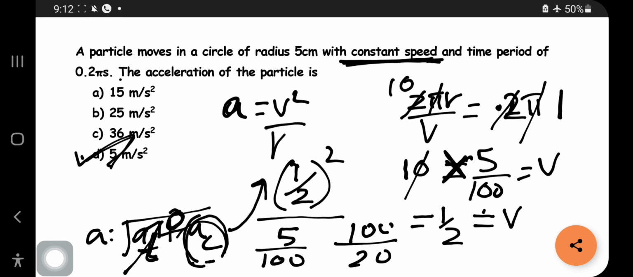So we can directly do it like this. If the body is not moving with constant speed and tangential acceleration is also acting, we need other values also to solve the question. Centripetal acceleration is given by v square by r. So we can solve this question easily. These types of questions are expected in your exams.